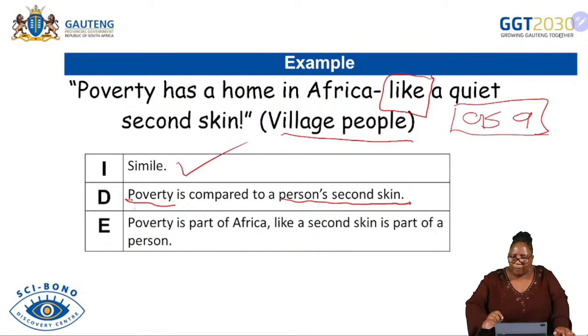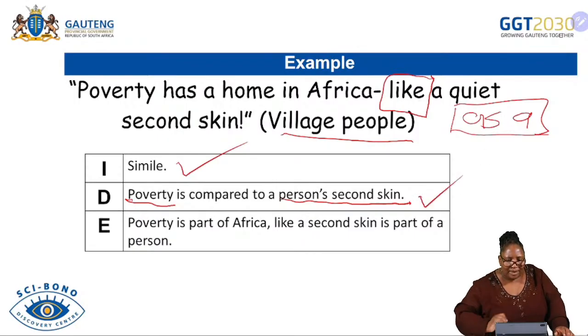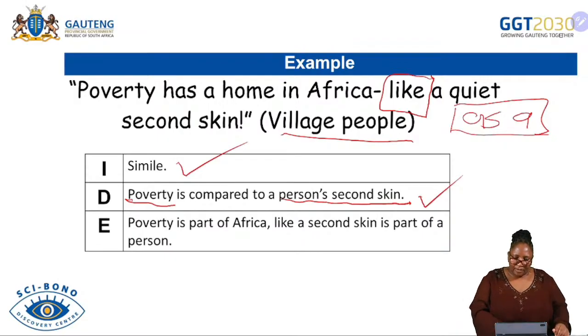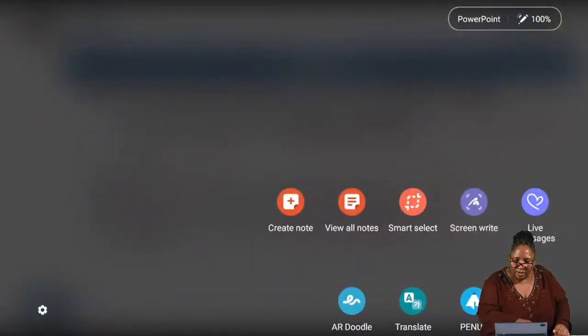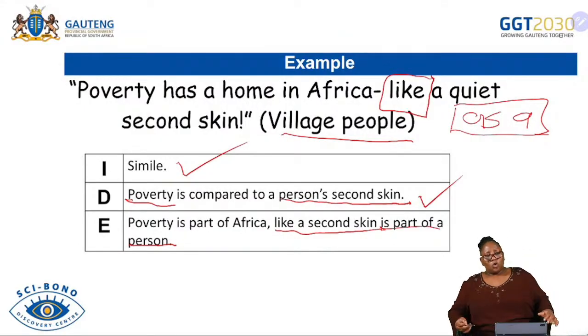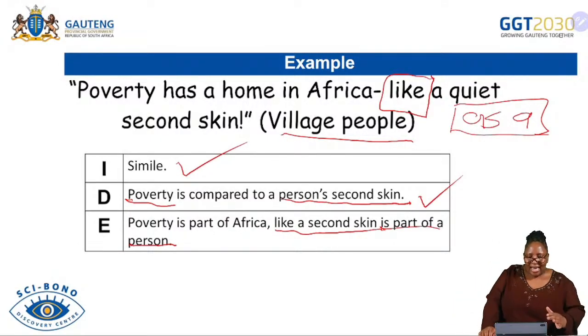The explanation for the third mark: poverty is part of Africa. How? It is like a second skin is part of a person. So you have your ID there, the I and the D and the E. Identification, description that is being very specific, and the explanation.